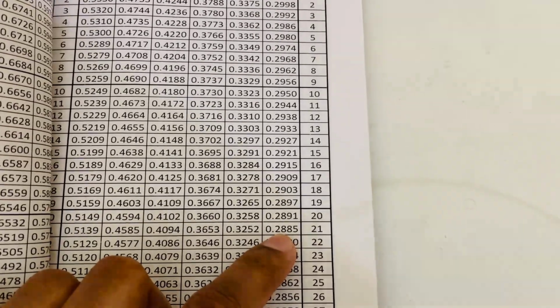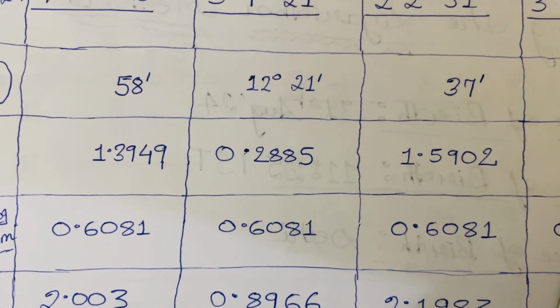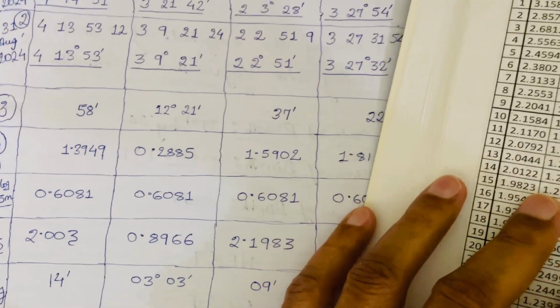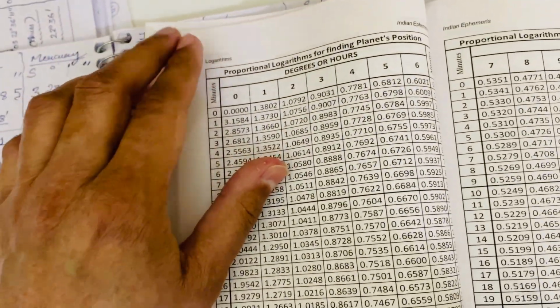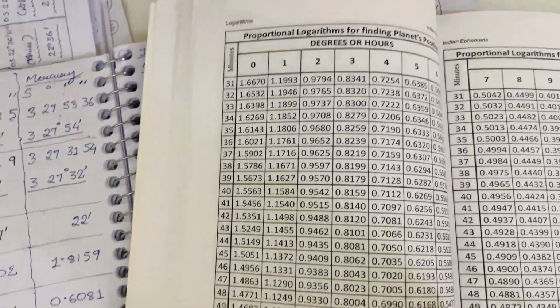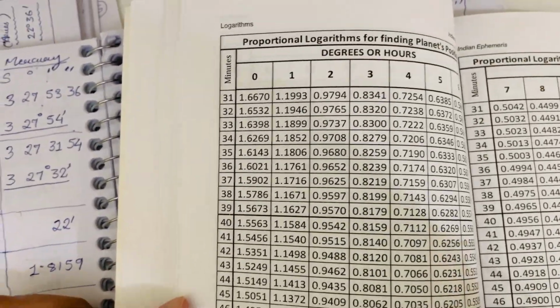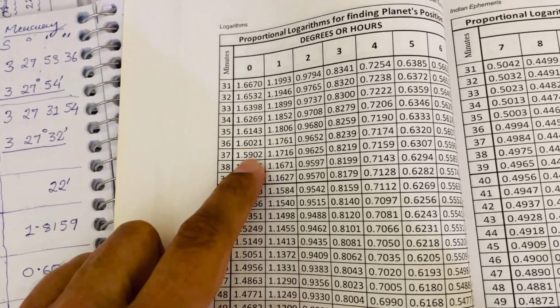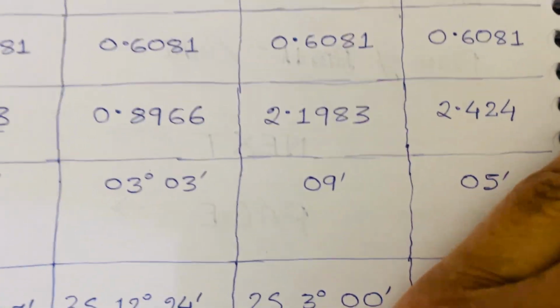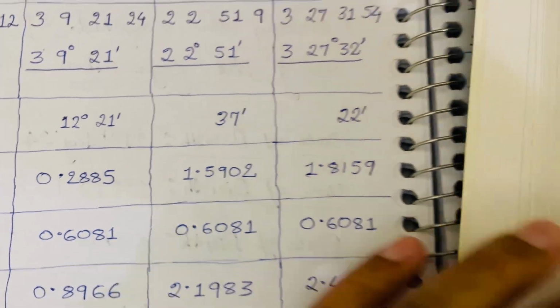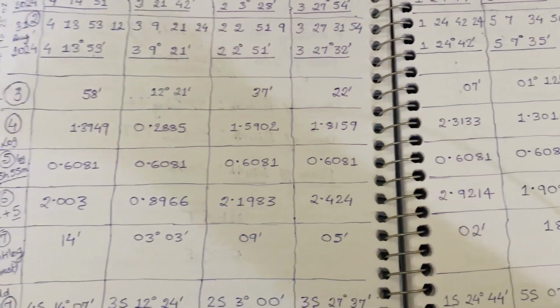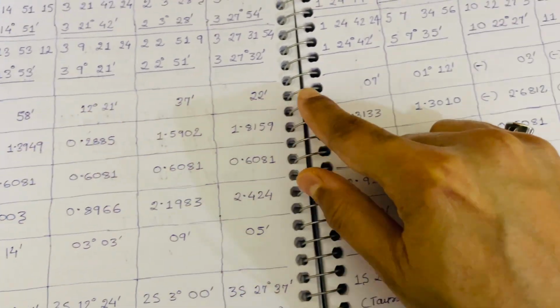The value is 0.2885. One more let's do, so that your concept is clear. 37 minutes, it means 0 degree 37 minutes. 0 degree 37 minutes is in page number 44. Here it is 1.5902, the log of 37 minutes. Okay. So similarly, we have found out the log values for all of these.